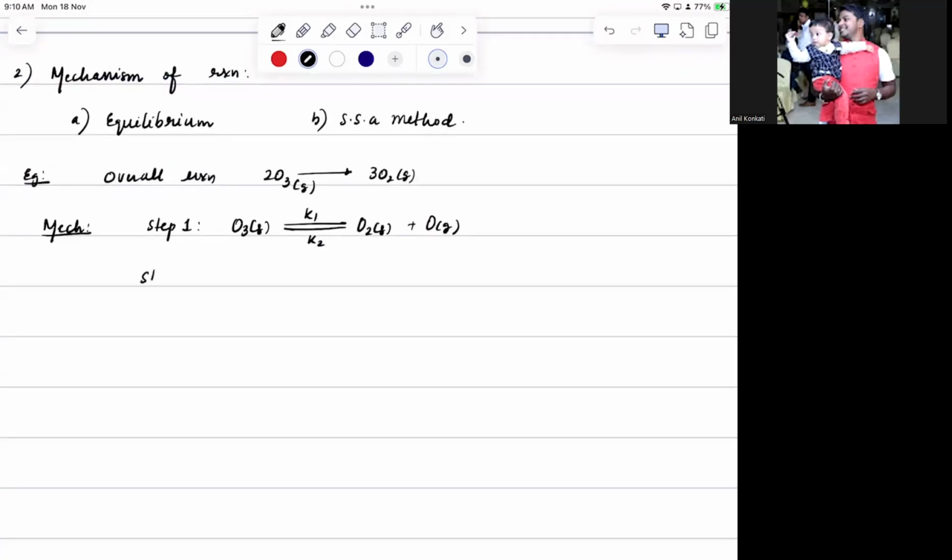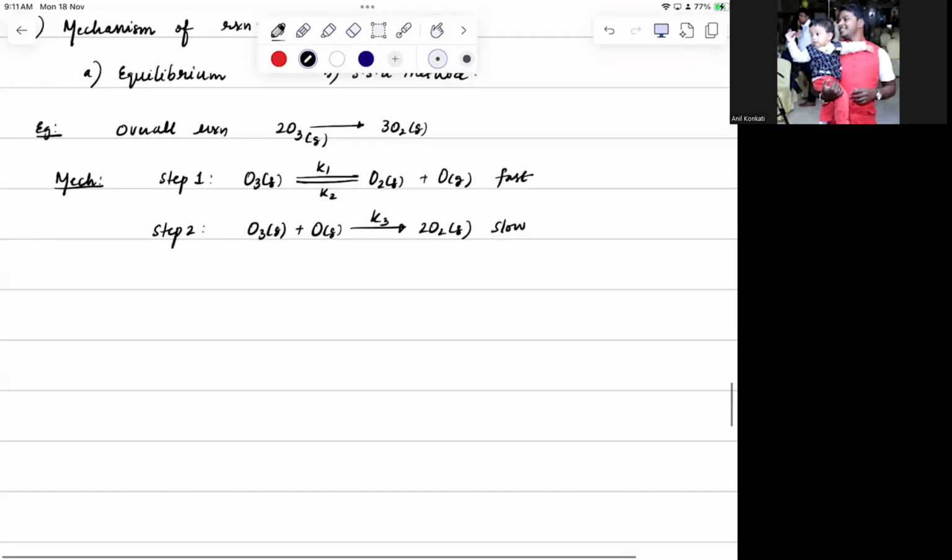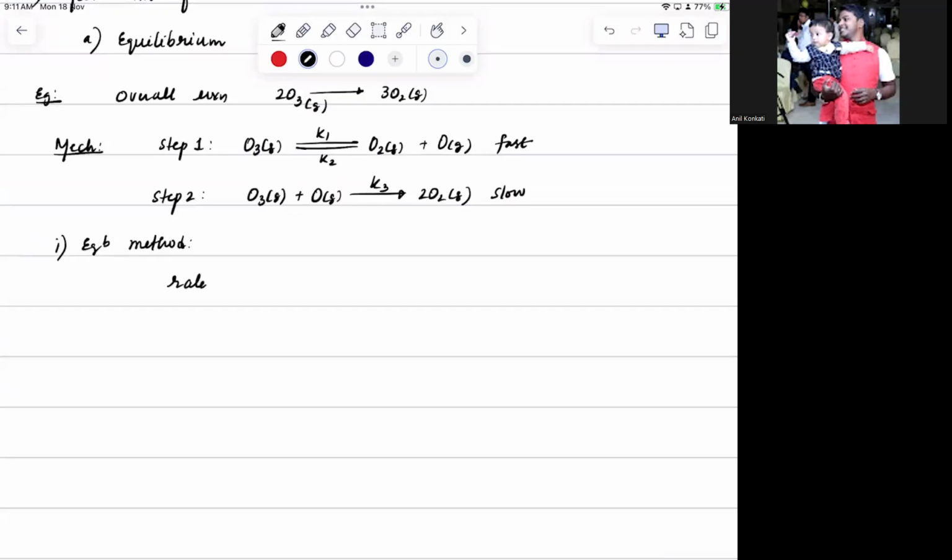And then step 2 is given as O3 gas plus O gas, with K3, going to 3O2 gas. Okay. And it has been said that this is a slow step, this is a fast step. So if you notice, first the equilibrium method. Based on the equilibrium method, what we will be doing is we'll first write the rate of the reaction.